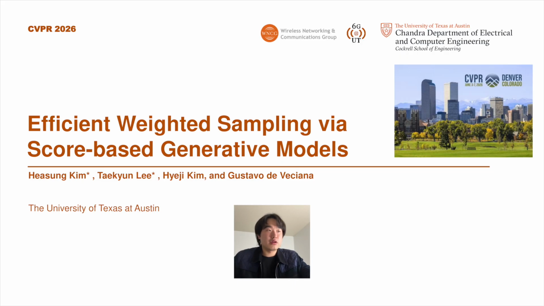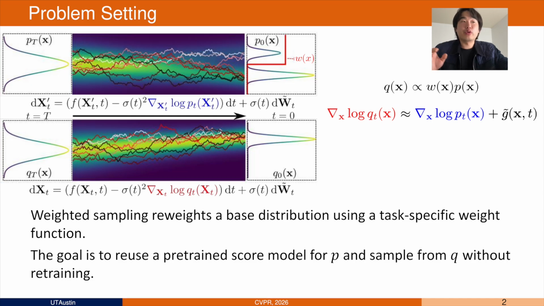So just to start, the main goal is simple. We want to reuse a pre-trained diffusion model and efficiently steer its samples toward a task-specific weighted distribution, but without retraining. So we consider weighted sampling. Given a base distribution p(x) and a task-specific weight function w(x), our target distribution is multiplying these two. So our target distribution q(x) is proportional to w(x) p(x).